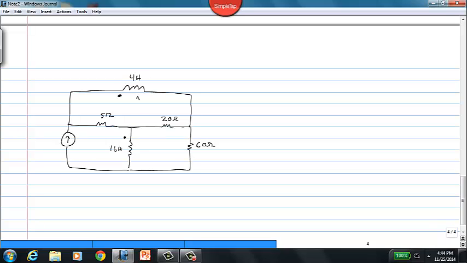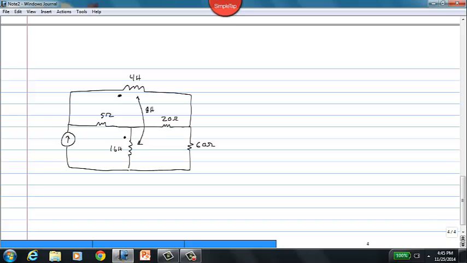There's a mutual inductance between the 4 Henry inductor and the 16 Henry inductor of a value 8 Henrys. And what we want to do in this circuit is write the mesh current equations that we would use to solve the circuit. We're not actually going to solve the circuit, we're just going to write the equations for it.